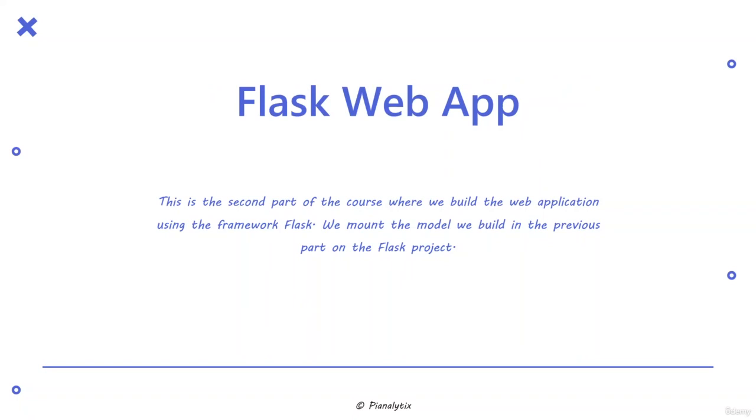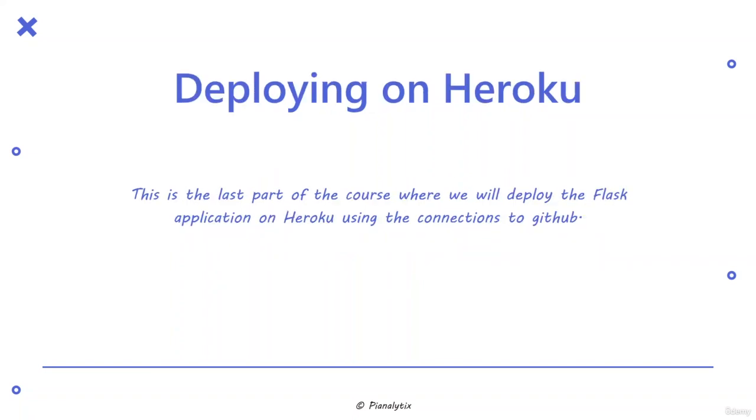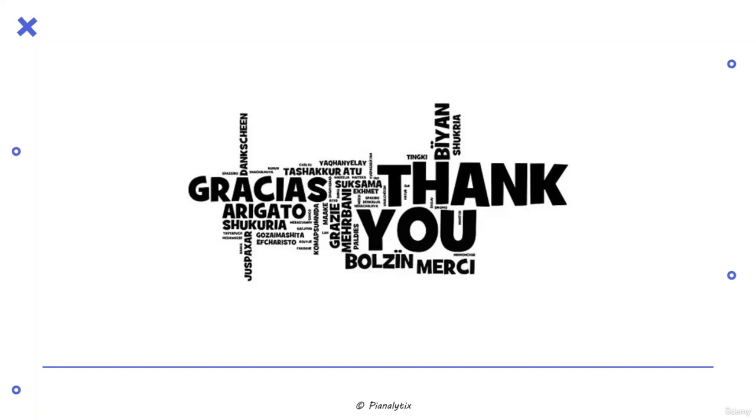The second part of the course is where we will be understanding Flask and how to mount the image classification model onto Flask so that we can build a web application of image classification. Lastly, we will be deploying the Flask application on Heroku and using connections to GitHub. With this, we can now move forward to the first part of the course, where we will be building our model or using a pre-trained model.